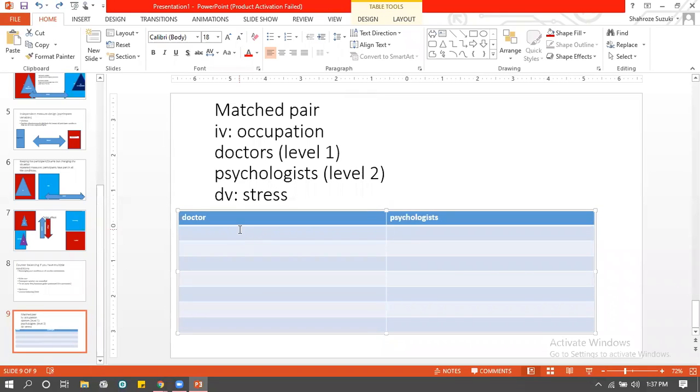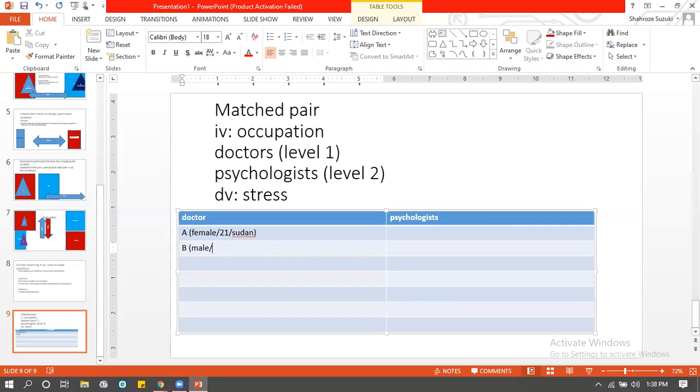Yep, independent. All right, so let's suppose we're going to have five doctors and five psychologists as our participants. So 10 participants total. Doctor number one is named A, is a female, 21 years of age, and comes from Sudan. Doctor number two is male, is 46, is divorced, and comes from USA.